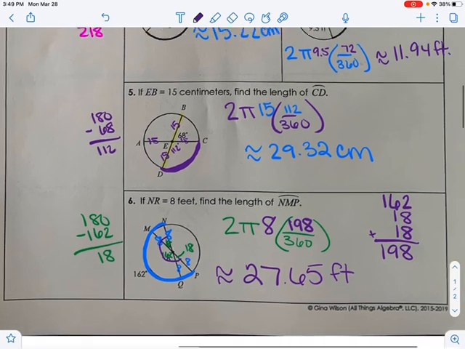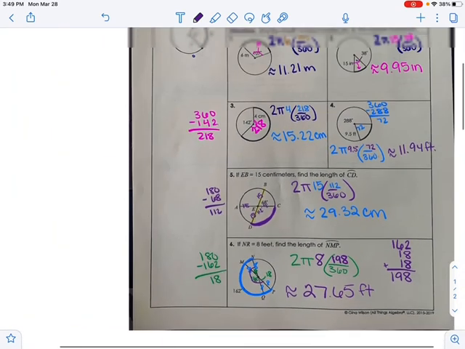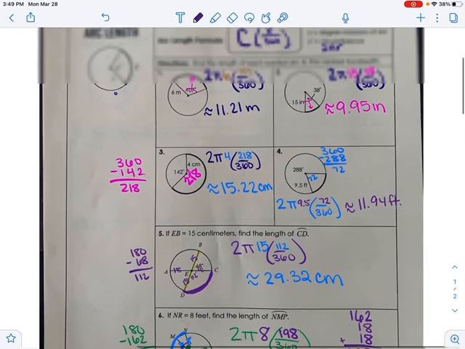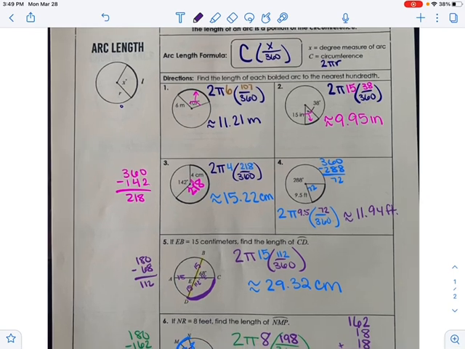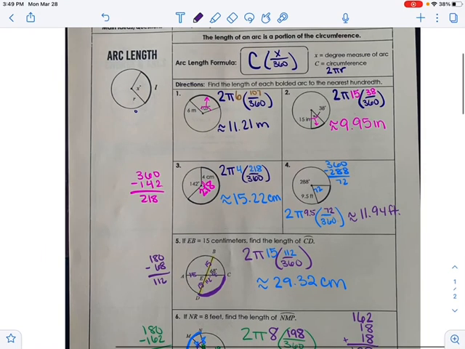So the trick to this paper is obviously remembering your formula, correctly plugging in the radius and the angle, and typing into your calculator. At this point, though, that is the end of these notes. Make sure this gets in your notebook and you grab your next assignment.